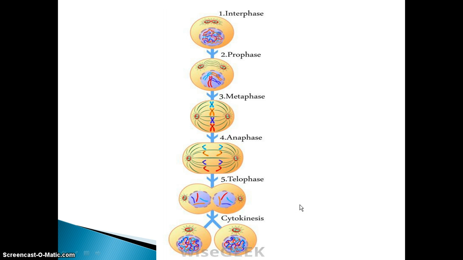And in telophase, the nuclear envelope begins to reform around the new chromosomes, and the cell begins to pinch into two. In cytokinesis, that's whenever it's pinched into two new complete cells.